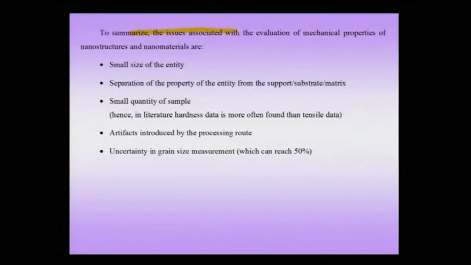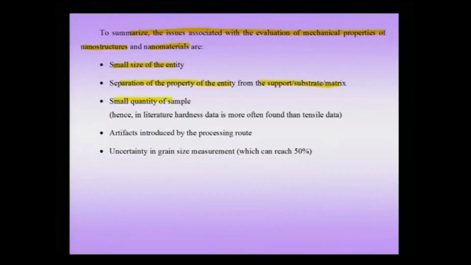Hence, to summarize the issues associated with the evaluation of mechanical properties of nanostructures and nanomaterials, we have a problem of small size or limited quantity. We have a problem of separation of the property of the entity in question from the support or substrate, and we know that many nanostructures cannot be obtained in a support-free fashion. That means, suppose I want to produce a 5 nanometer thin film, typically I would grow it on a substrate, a glass substrate, an ITO substrate, or a sapphire substrate, and therefore there is a substrate embedding which is going to determine some of the properties.